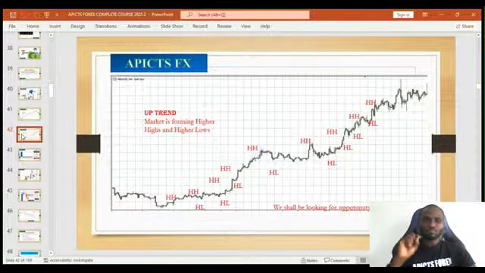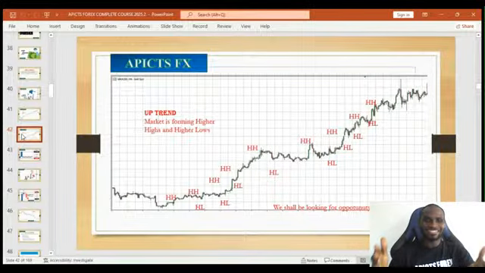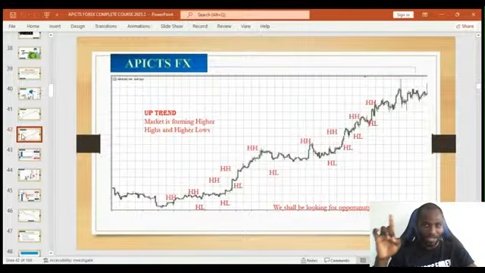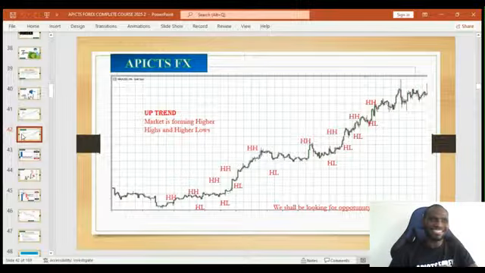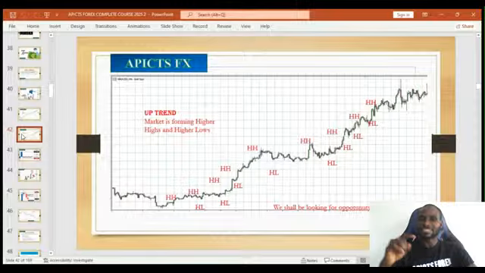Now, two things you will note that the market keeps forming. This is a typical example of a market being in an uptrend. Another way we can say this is that the market is bullish. Do you remember? I made mention of that earlier. So this market is a bull market, a bullish market. Why? It is forming higher highs and higher lows. This market is in an uptrend.